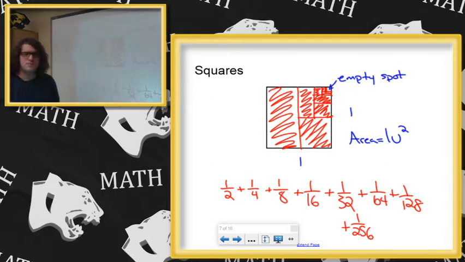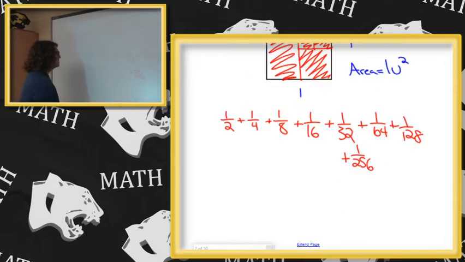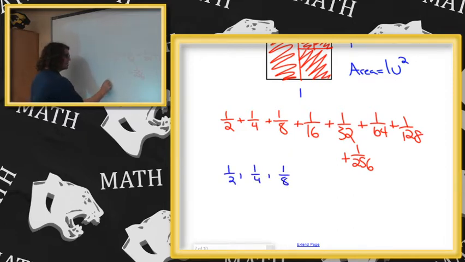Now, that little empty spot's pretty small compared to the entire square at this particular point. And if I keep going with my pattern, there's always going to be an empty spot. But that empty spot's going to get ridiculously small if I keep going for very long. Actually, if we look at the terms, 1/2, and then 1/4, and then 1/8, and then 1/16.